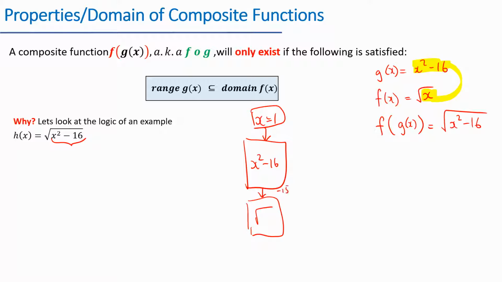And I'm going to put the negative 15 into my second function. It's like saying if I put a 1 here, 1 squared, which is 1, 1 minus 16 is negative 15, and then I square root that.